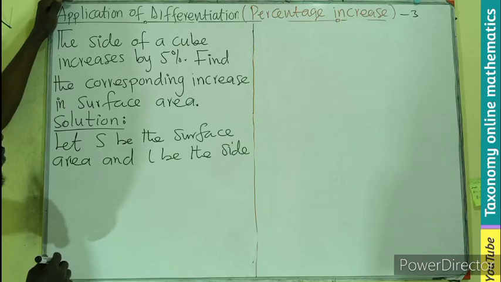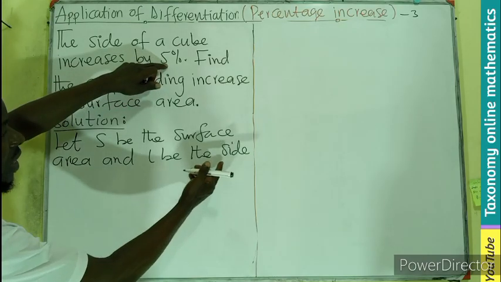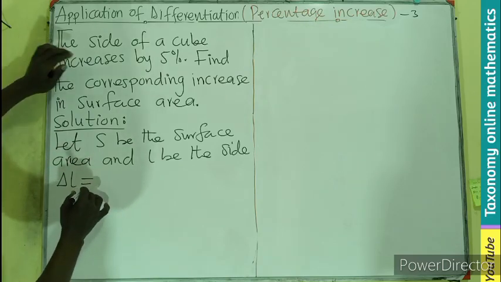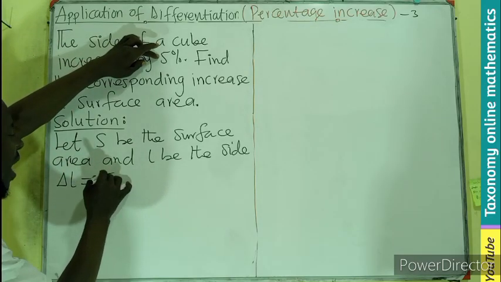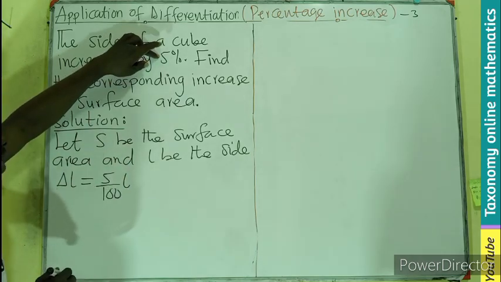Then what can we get from the question? We have percentage increase, right? That is of the L, meaning delta L is given as 5%. That's 5 over 100 of the L. That's the meaning of that.